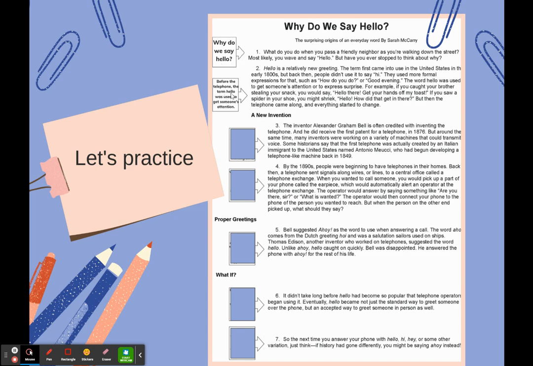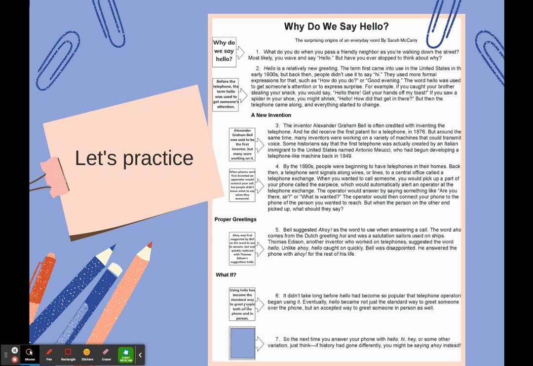This paragraph is talking about before the telephone, the term hello was used to get someone's attention. This paragraph, in my own words, is talking about how Alexander Graham Bell was said to be the first inventor, but many were working on the telephone. This paragraph is talking about when phones were first invented, an operator would connect your call, but people didn't know what to say when the other people answered. This paragraph is talking about how ahoy was first suggested by Bell as the word to use to answer, but was quickly replaced with Edison's suggestion of hello.